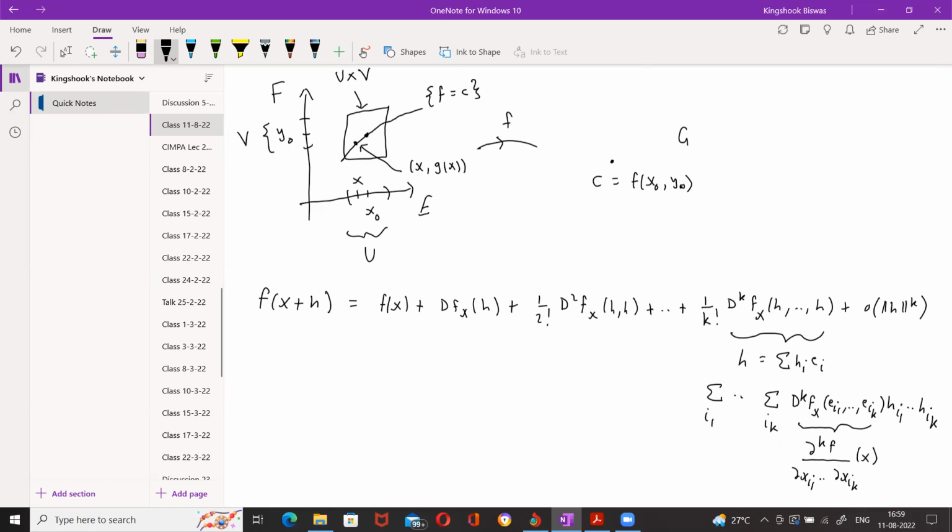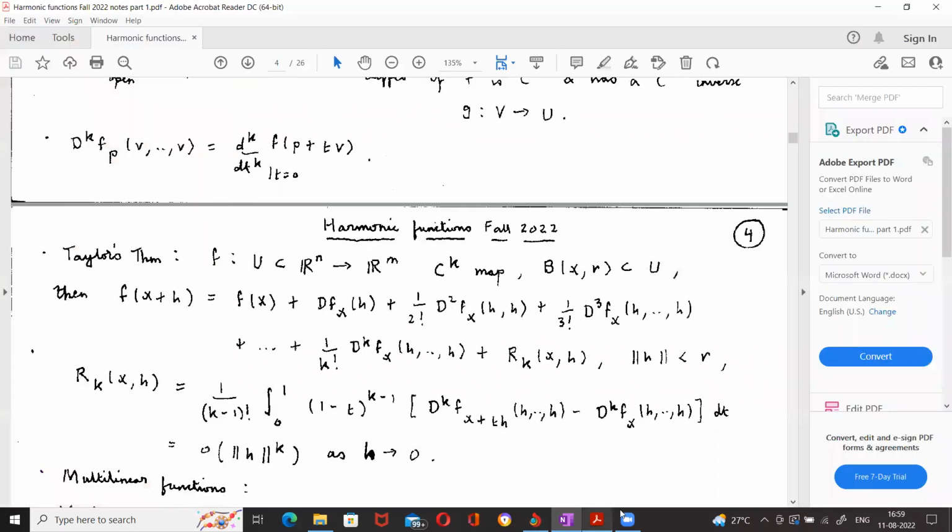Is this clear? So this gives the usual Taylor expansion in terms of polynomials where the coefficients are the partial derivatives. Is this clear? Yes. Okay. This h_{i_1} to h_{i_k} gives you a homogeneous polynomial of degree k in h. Okay. So good, we have this Taylor's theorem.